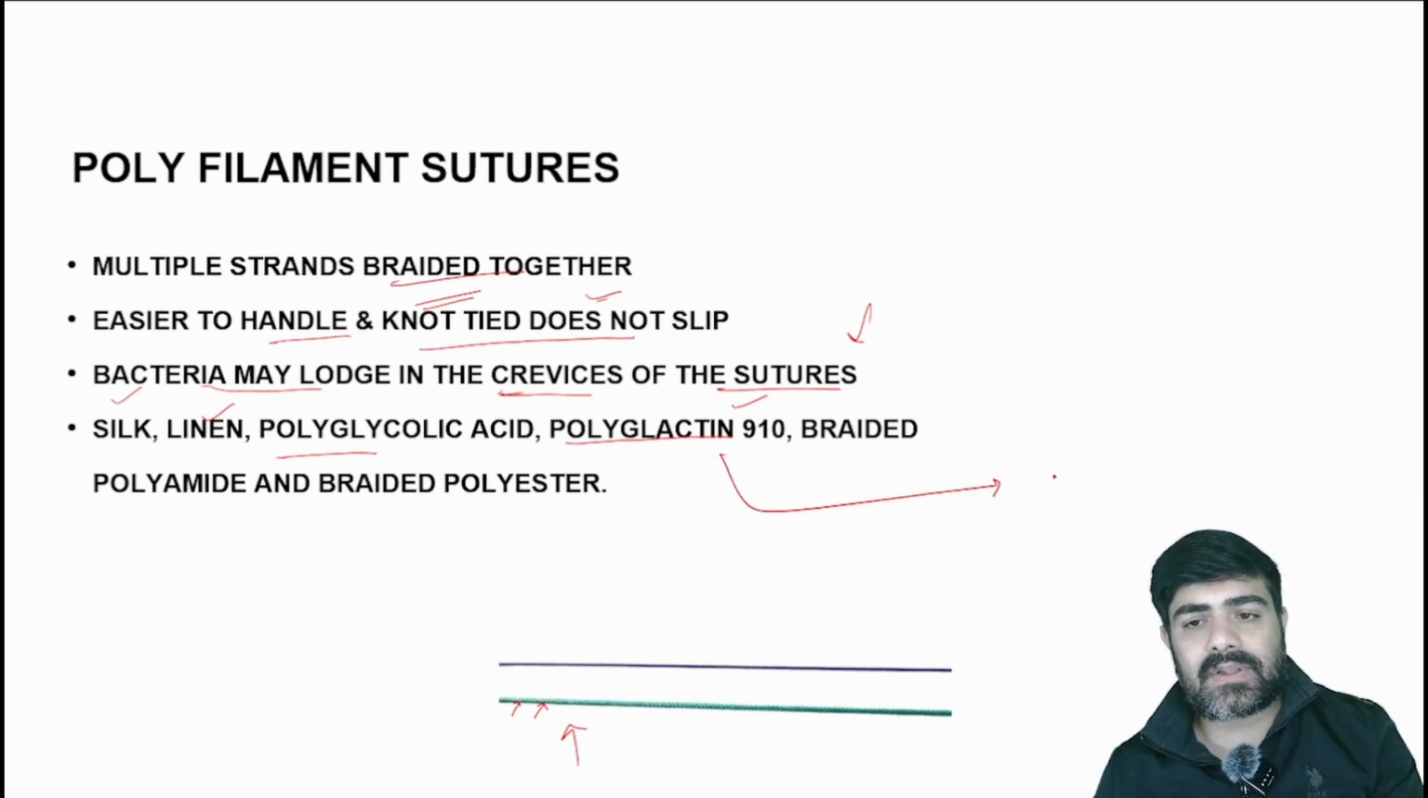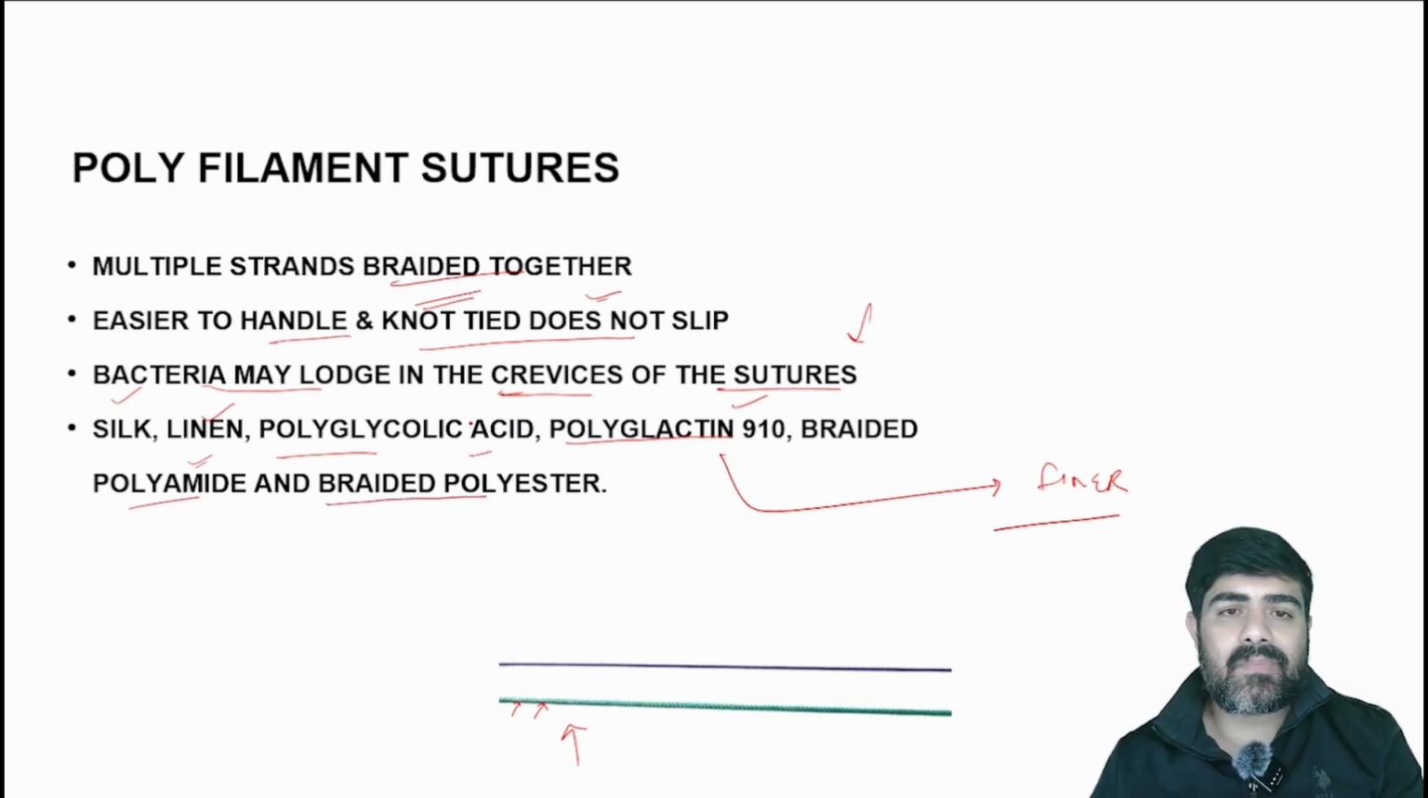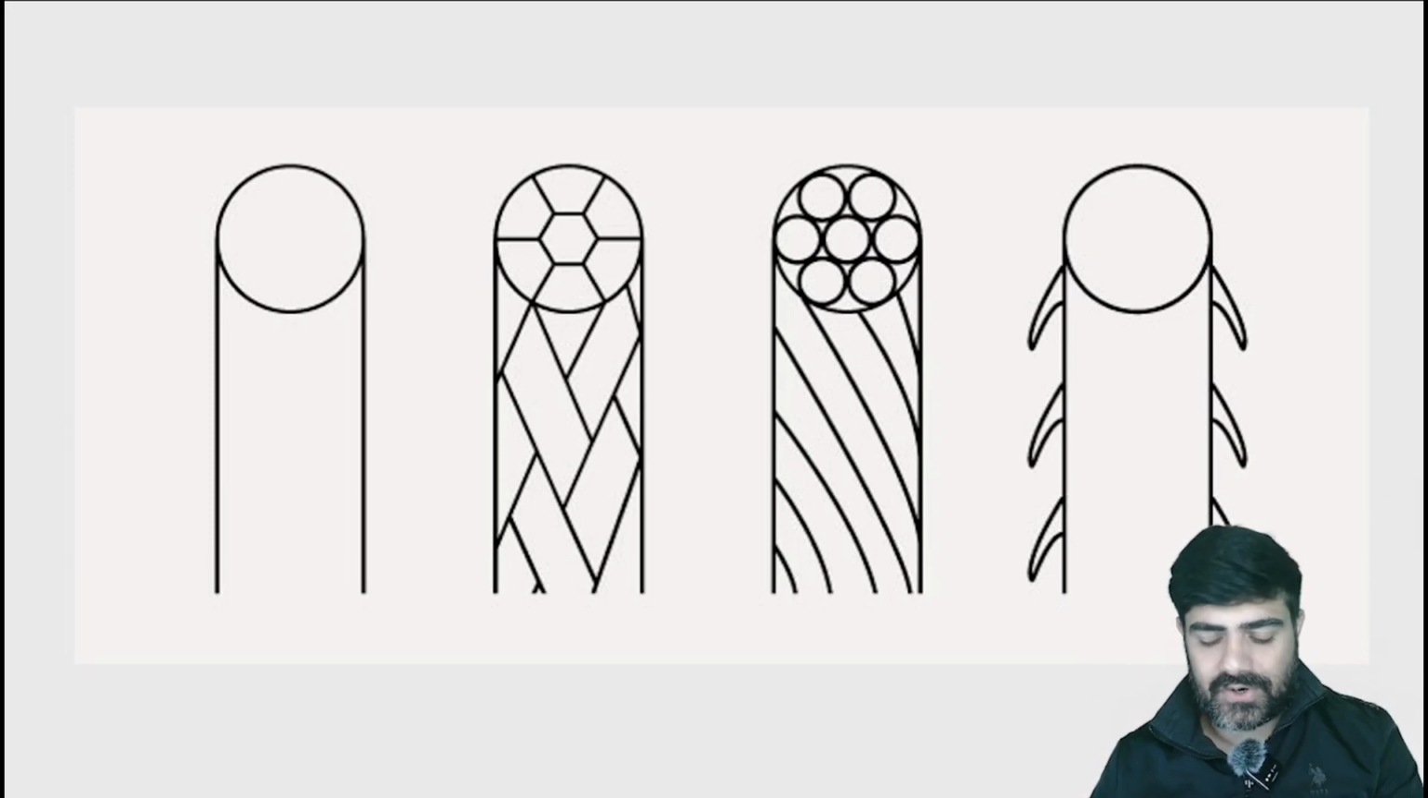There is an exception, the finer sizes of polyglactin 910 are monofilament. And braided polyamide, braided can be polyfilament, and braided polyester. Okay, so these all are polyfilament sutures. Now this is how a suture looks like. This first one is a monofilament suture, this is polyfilament, and this is a braided suture.